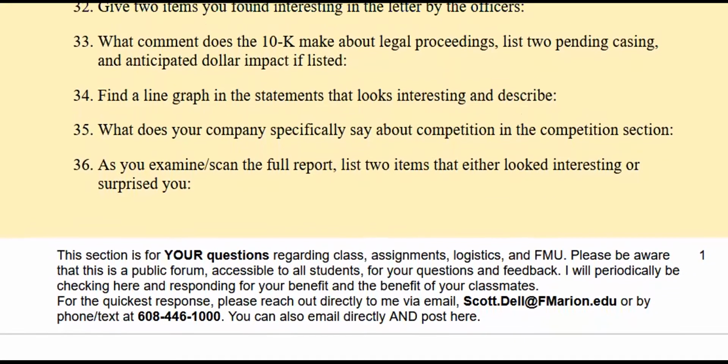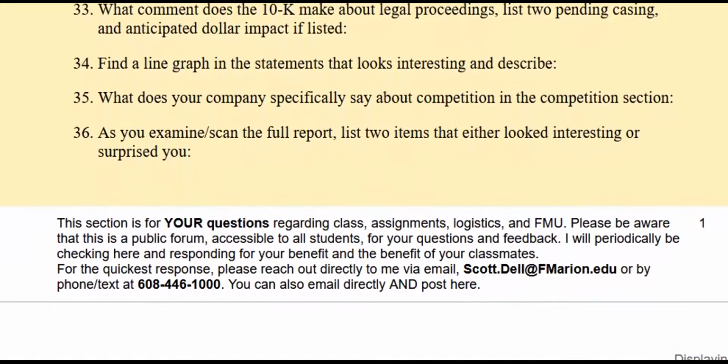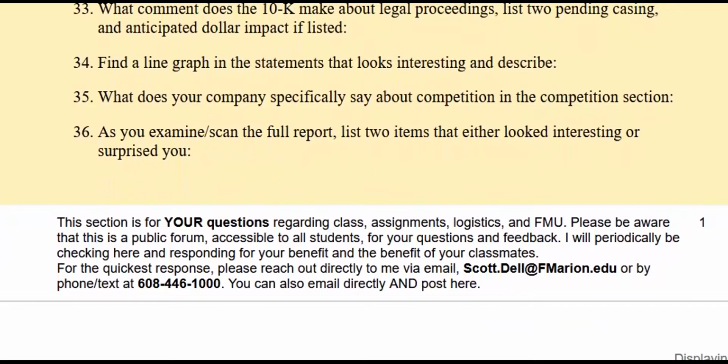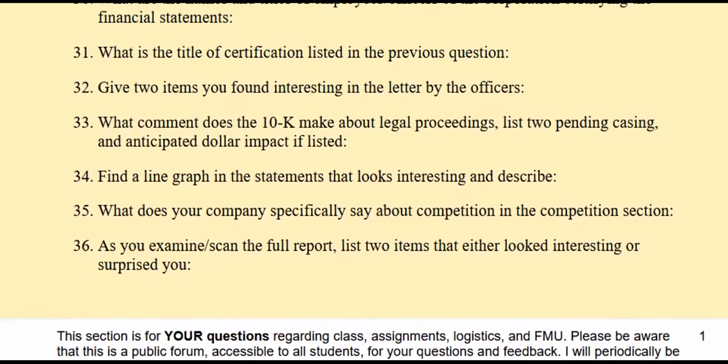Thank you. What comments does the 10-K make about legal proceedings? If there are some pending cases, go ahead and list them. Find a line graph that looked interesting, describe it. Does the company specifically say anything about the competition? There's a separate section usually called competition. Find it, read it, and see if there's anything indicated.